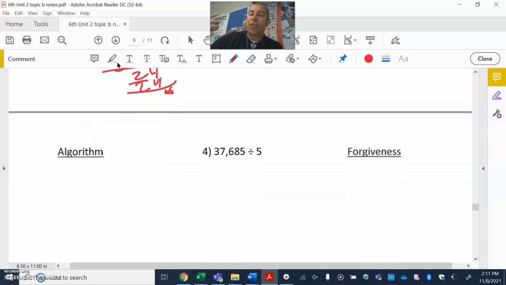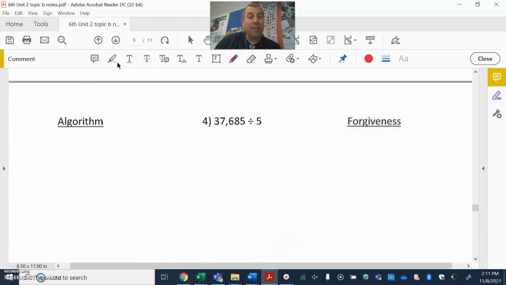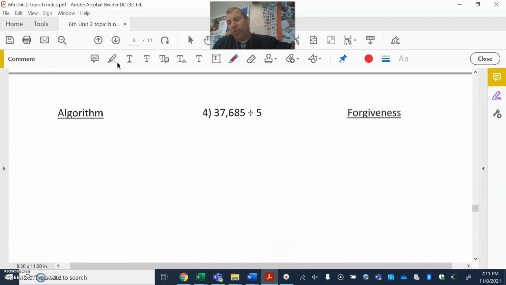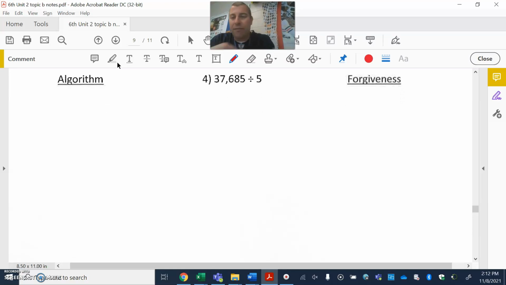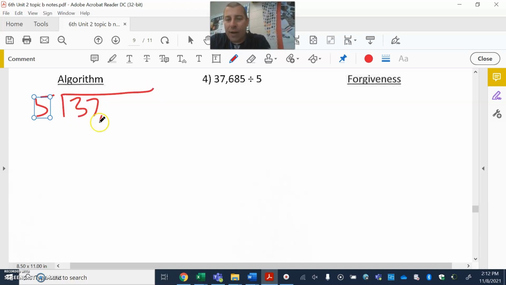We call it the forgiveness method because in the forgiveness method, as long as you came underneath it, you were fine. No big deal. In the algorithm, it is faster, but you do need to get as close as you can without going over. All right, let's do one more here together. So here we're dividing by 5. So again, 5 is going to go on the outside. The 37,685 is going to go on the inside.